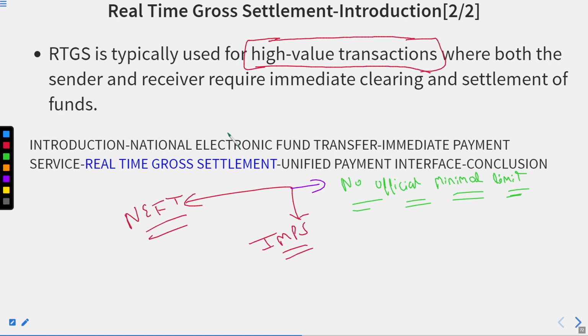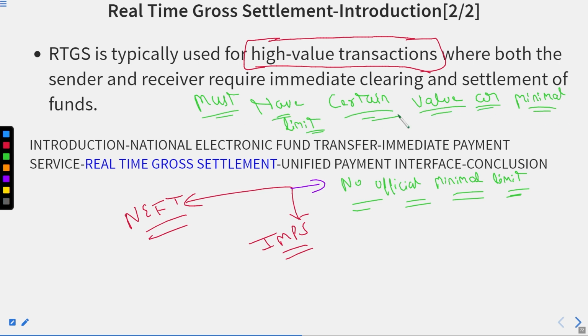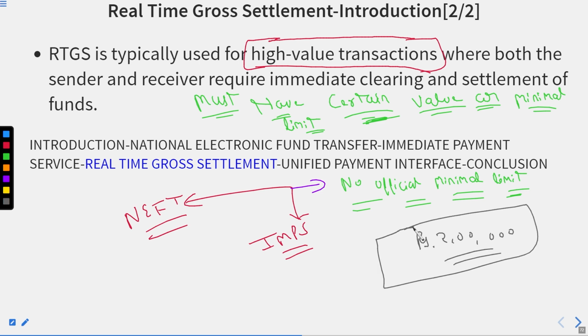But when we talk about RTGS, the first thing we have seen is that it requires high value transactions. It means the transactions must have a certain value, or you could call it a minimum limit. Then only you are allowed to use this. And if we talk about the limit, how much is the limit? The limit is rupees 2 lakhs. Rupees 2 lakhs is the limit. Got it? That's what we have seen.